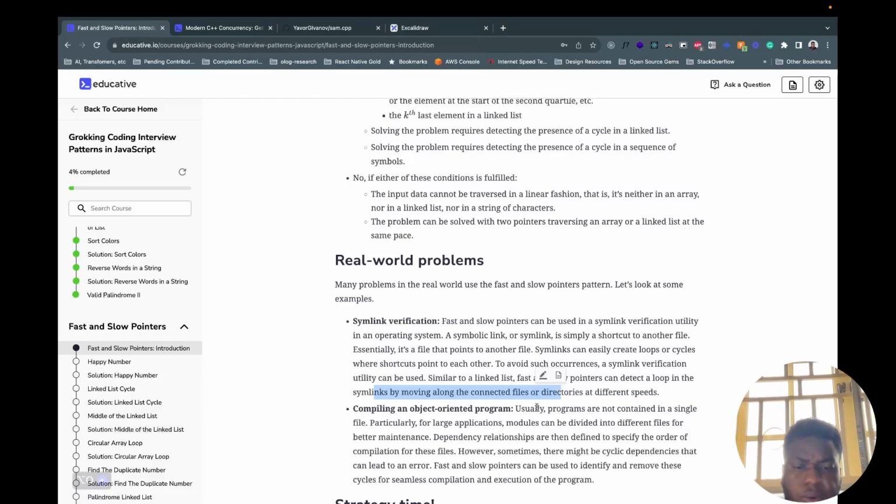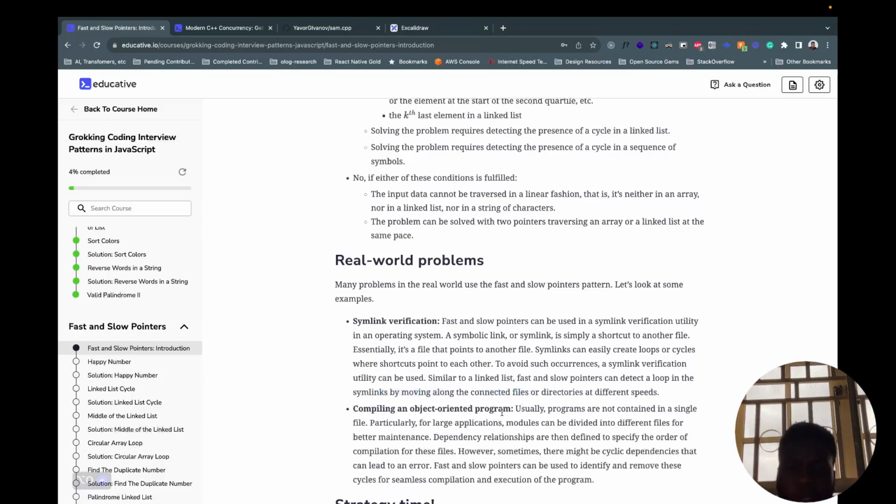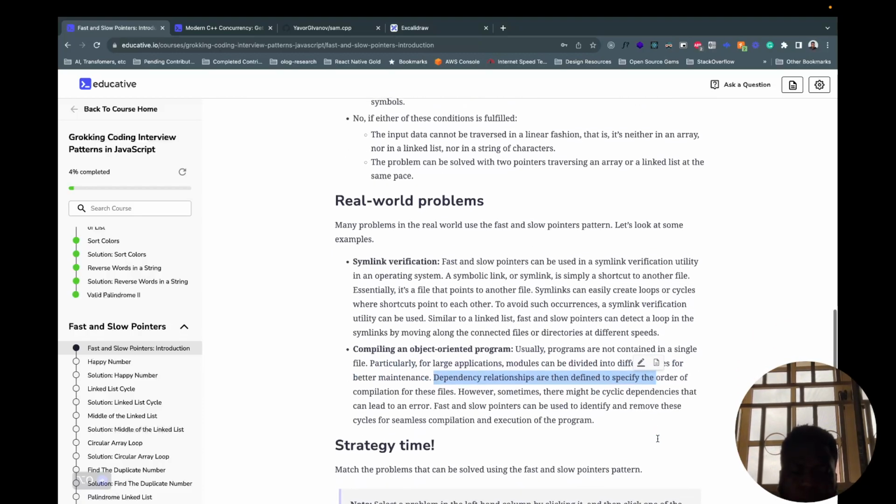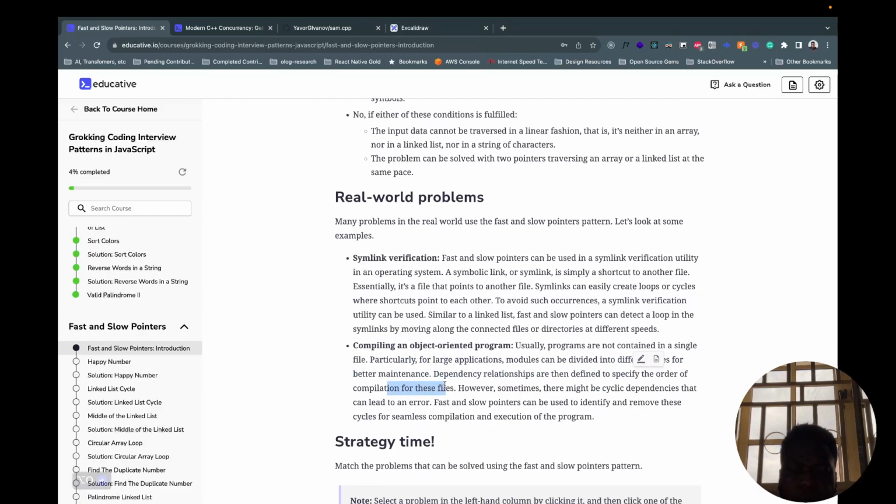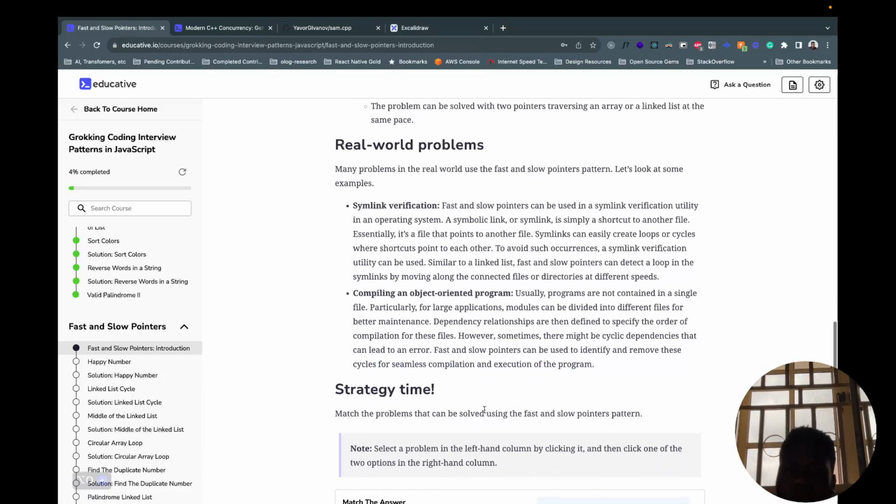Compiling an object-oriented program. Usually, programs are not contained in a single file, particularly for large applications. Modules can be divided into different files. Dependency relationships are then defined to specify the order of compilation for these files. However, sometimes there might be cyclic dependencies. Node usually gives this error when you have cyclic dependencies. That can lead to an error. Fast and slow pointers can be used to identify and remove these cycles for seamless compilation and execution of the program. Interesting, I've faced this before. So that's how it works under the hood.